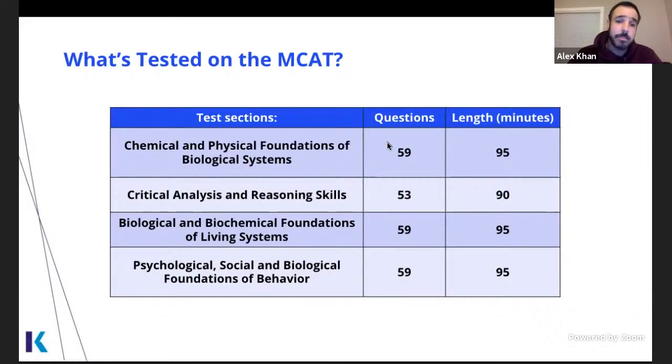What you may notice is that all the sections are the same length and number of questions, with the small exception of the CARS section, right? And the reason for this is that CARS, reading comprehension, right? We can't have any questions without a text, right? So while all the science sections have freestanding questions, which here at Kaplan we like to call discrete questions, that's just not possible in CARS, and then that kind of explains the slightly shorter section.